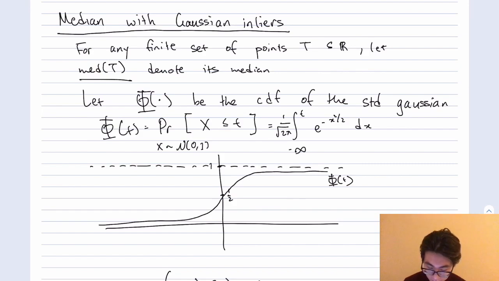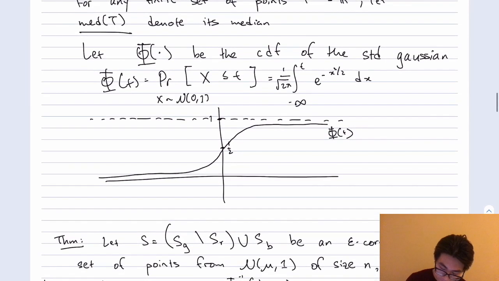Before I actually state the guarantee, let me recall some basic stuff. Let phi be the CDF of the standard Gaussian. This is something like the error function. It's simply that phi of t is the probability that a standard Gaussian is less than t, and you can write it with this formula here. It looks like this sigmoid looking thing, which is 1/2 at 0 and asymptotes at 1.